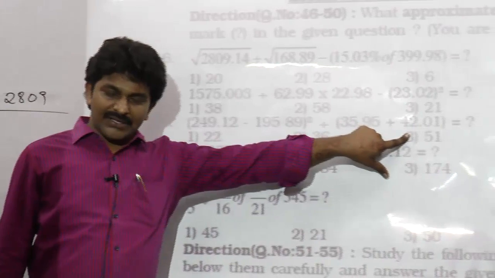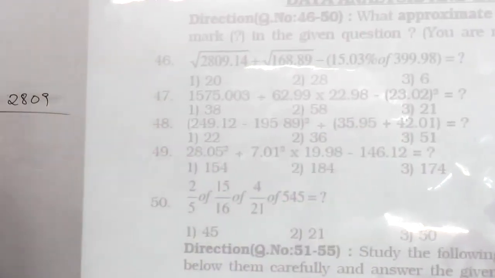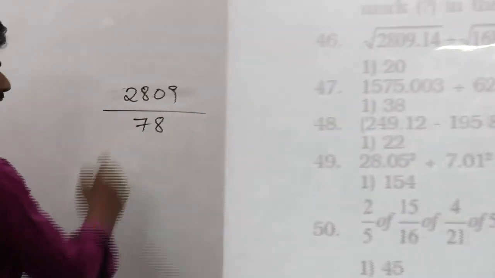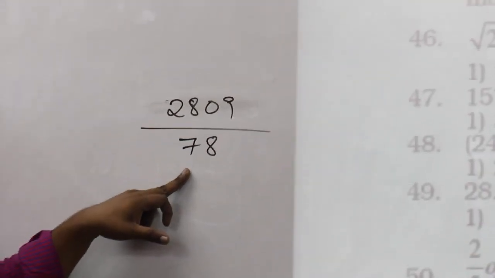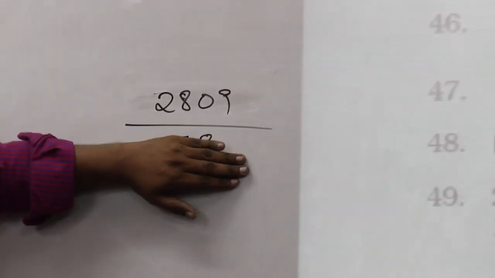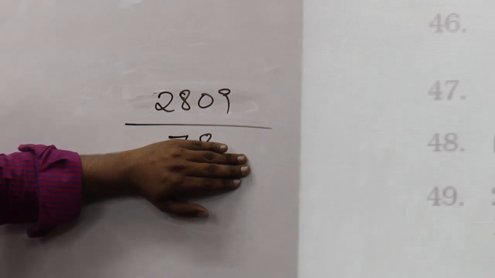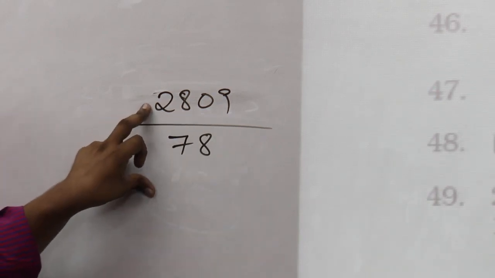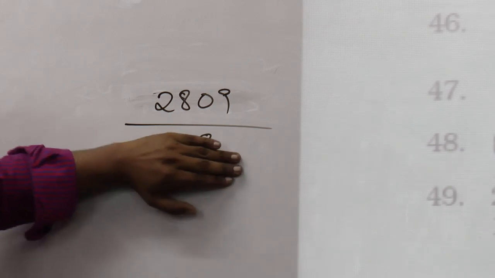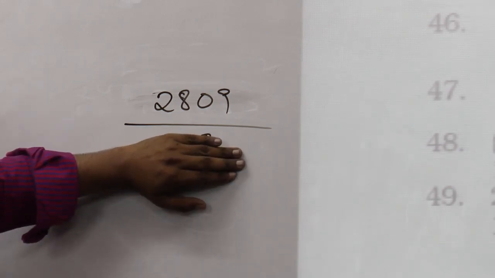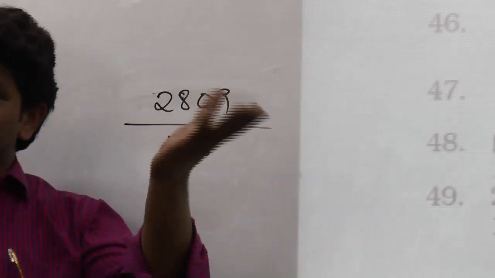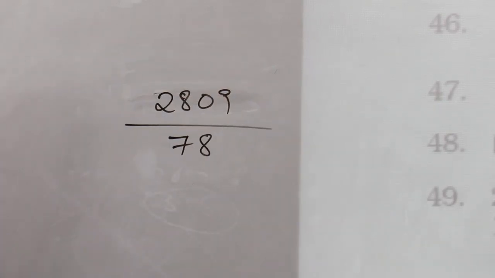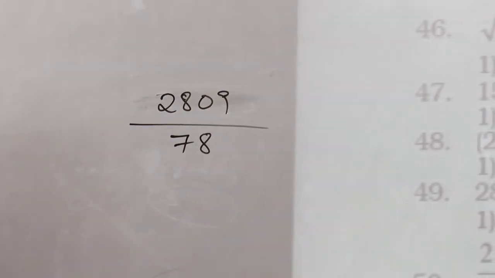36 plus 42, 78. Divided by 78. This is near about 80 approximately. 80 30 times is 240. 80 40 times is more than that. So the answer should be more than 30 times but less than 40 times. How many are there? Only 136. Final answer.